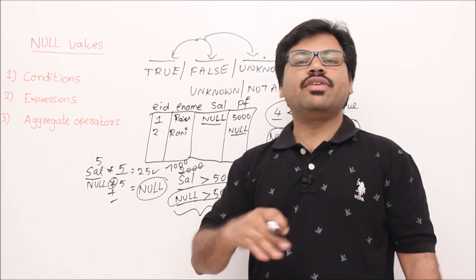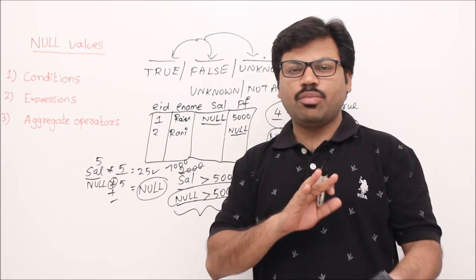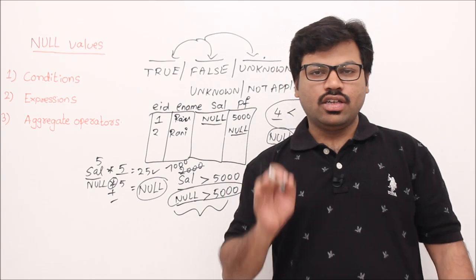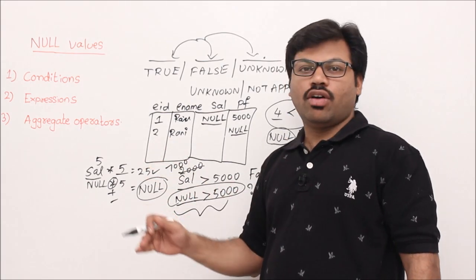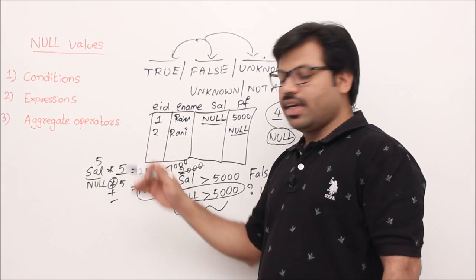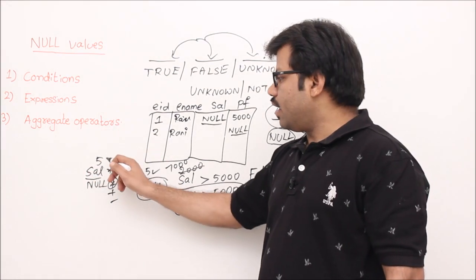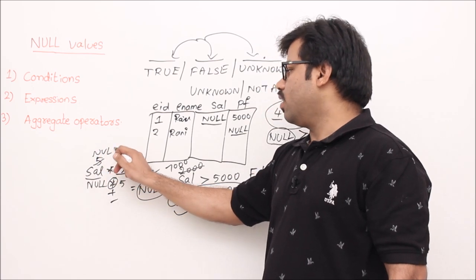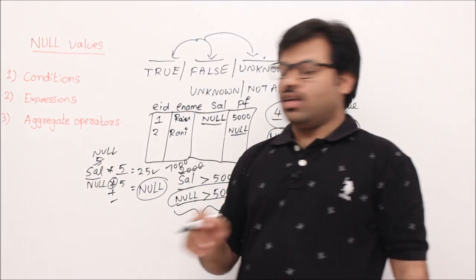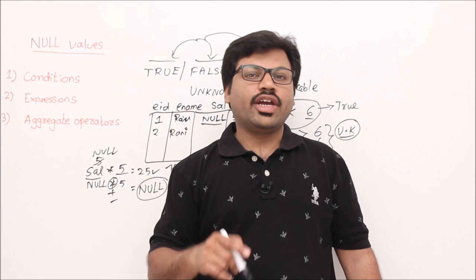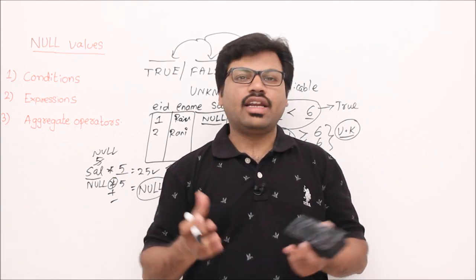Then multiplication gives you a value, correct? That's why it's not about true or false. So the question is, what is the value of salary into 5? If salary is an integer, you get an integer. If salary is null, then you get null. So finally, null into anything is null. You get a null value. That is about getting null values.